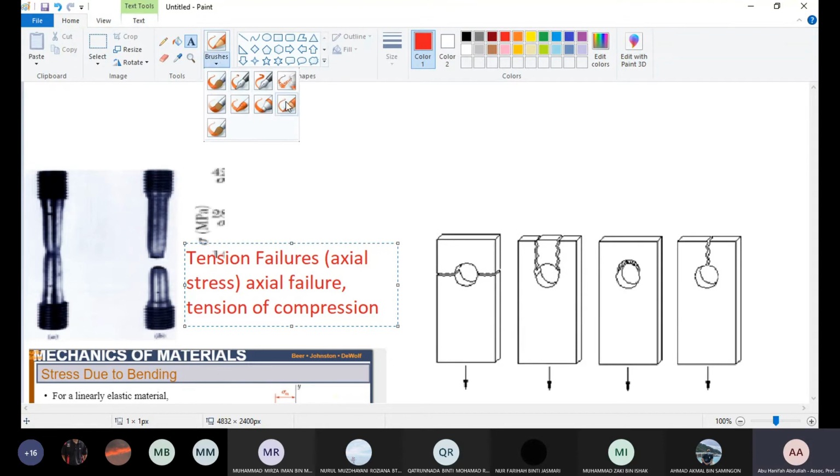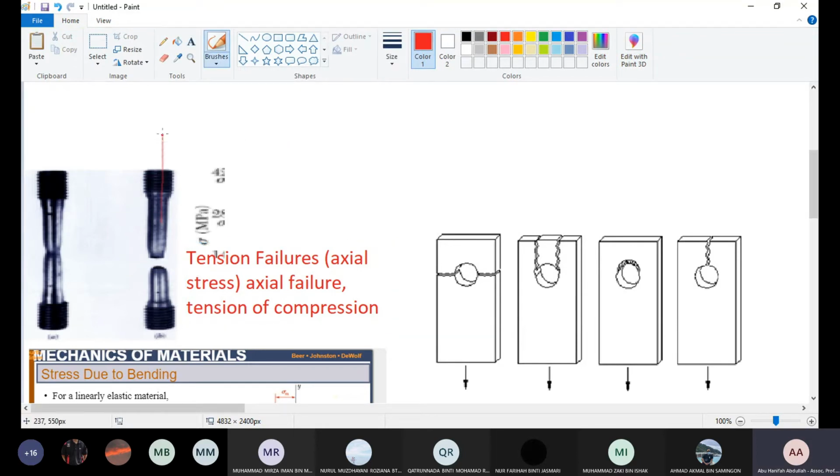You apply the force in this direction. Okay, this is a force. And then you divide by the cross-sectional area. You get the stress, force over area, and you compare with the material. If it is higher, then you have this failure.